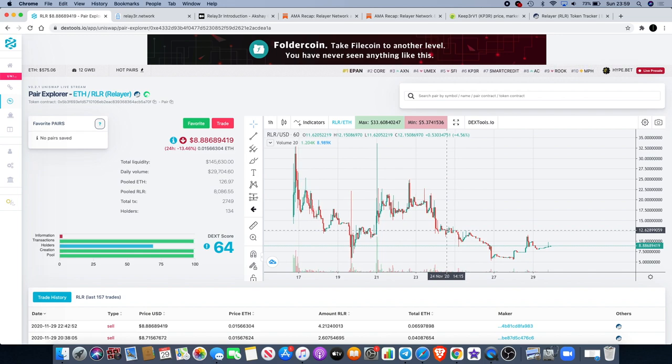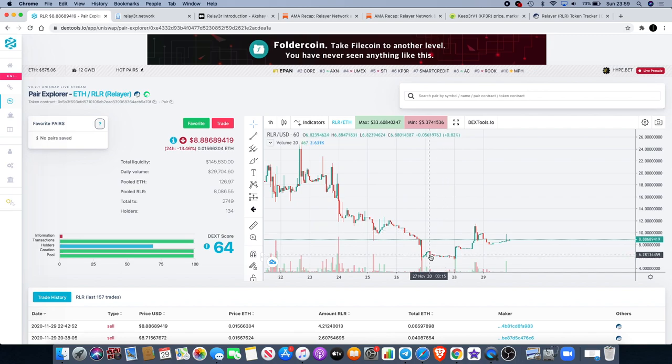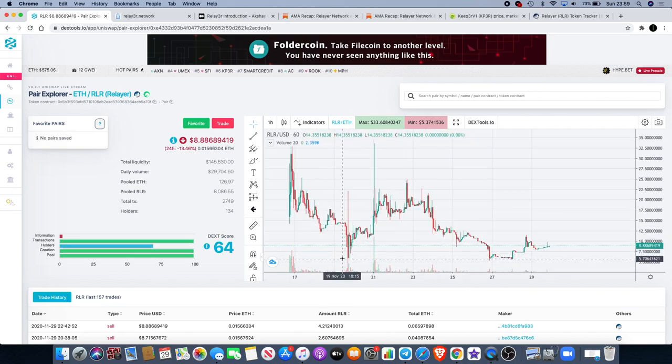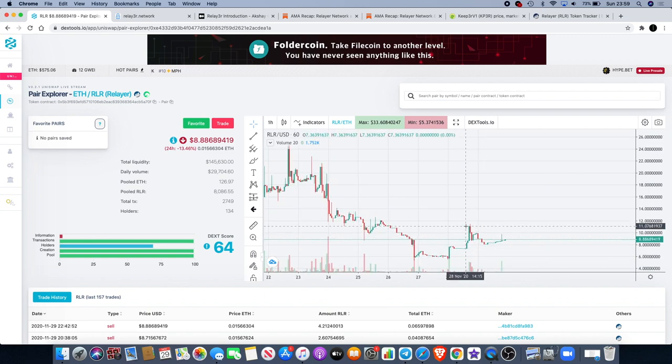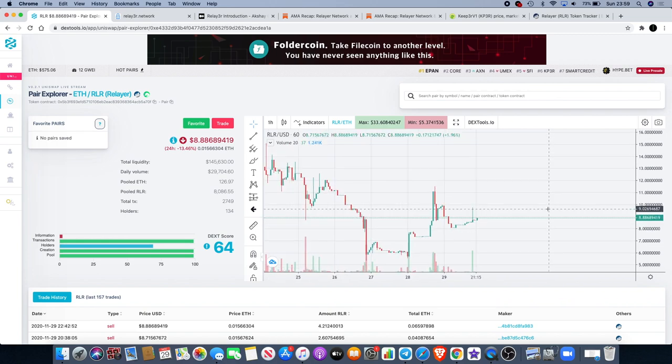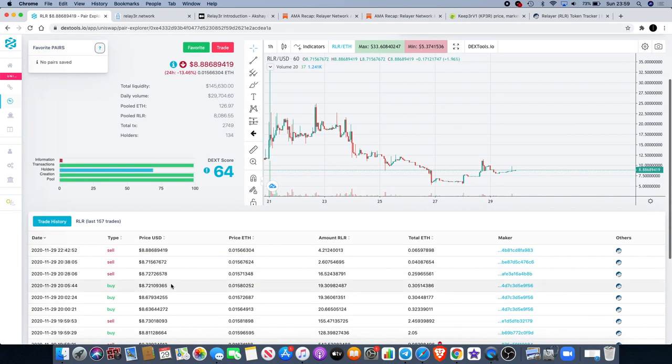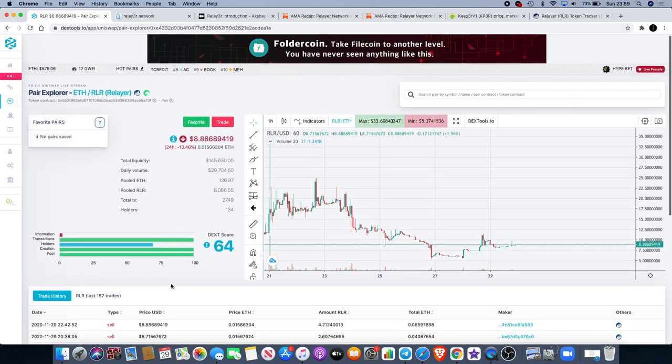Now, if we look at the chart, you can see that it did hit a low over here. We had a double bottom, and now it is getting that bounce, and it's also putting a higher high over here and a higher low, and it looks like it is beginning to trend upwards. Now the liquidity isn't that high, 145k, but it's still decent liquidity. 134 holders, and hopefully that will increase over time.